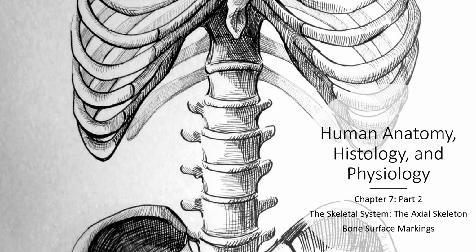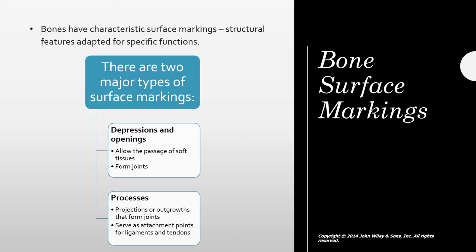In this video, we will be discussing bone surface markings. Bone surface markings are created in response to tension on a bone surface from tendons, ligaments, or new bone deposited. This results in raised or roughened surface areas.